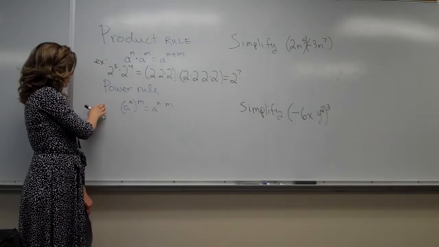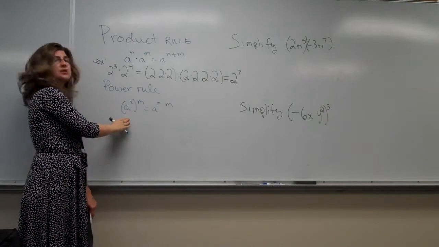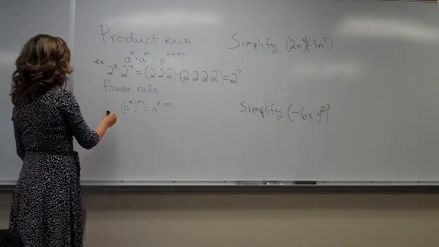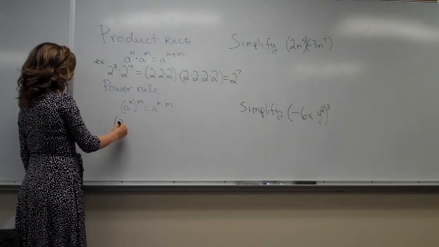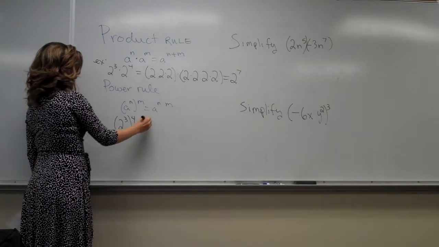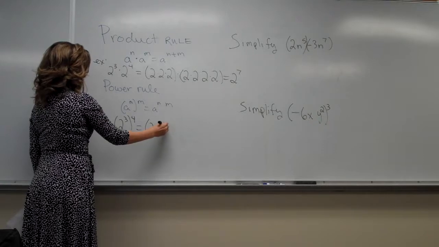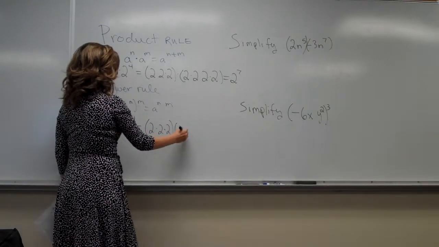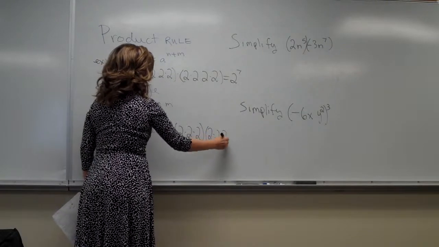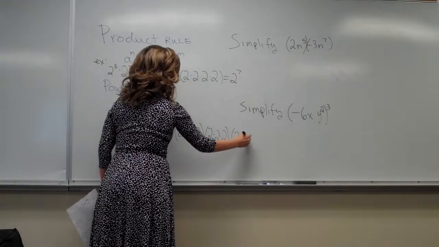The power rule tells us that if we raise an exponential number to a power, we multiply the exponents. Again, suppose that we have 2 cubed, and that is raised to the fourth power. Then we'd have 2 times 2 times 2 times 2 times 2 times 2 times 2 times 2 times 2 times 2 times 2 times 2.